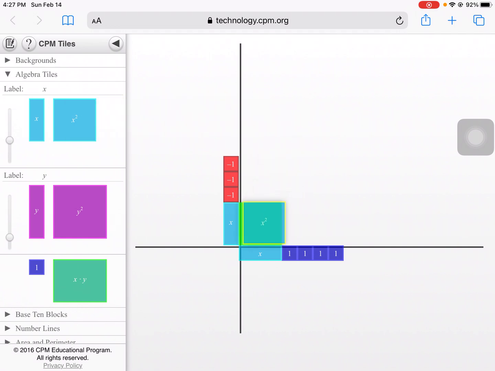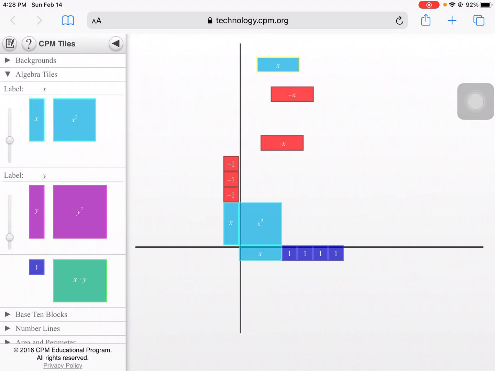So we'll fill in x times x is x squared. This time we have negative 3 here and x here. Each of these is going to be negative then. They're each going to be negative x terms because of the negative 1 we're multiplying it by. So we'll rotate them and make them negative. And then plop them in here.